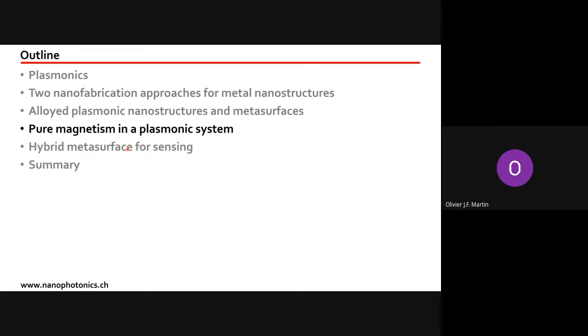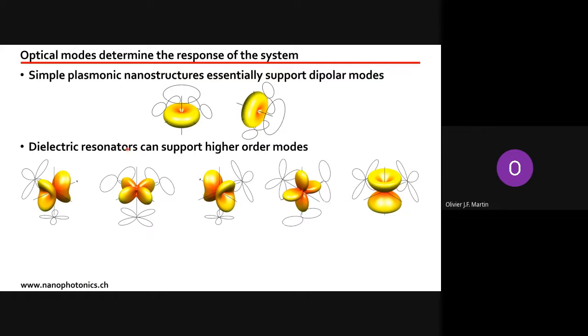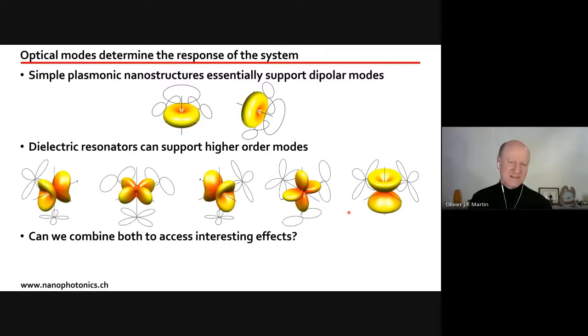Now there is another class of nanostructures where magnetic effects are very prominent. And this is dielectric nanostructures. So a metallic nanostructure will mainly support dipolar, electric dipolar modes, but a dielectric resonator can support many other modes including magnetic dipolar modes. So a question we were having was, can we combine both worlds and access some interesting effects? So we've done that.